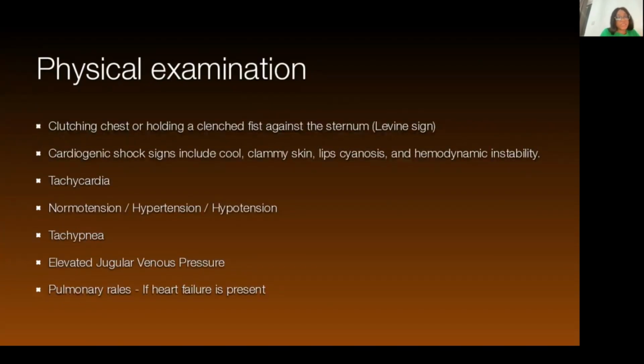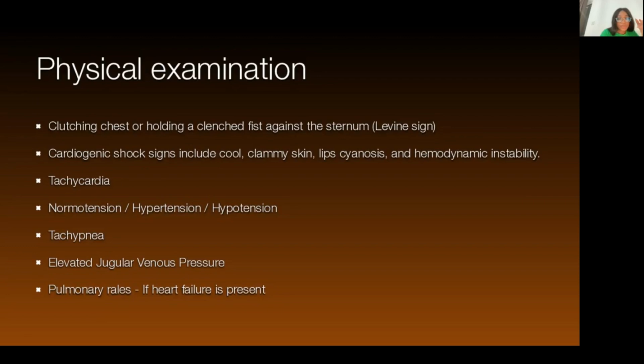So on physical examination, what you're going to see is the patient may have this classic Levine sign where they're clutching their chest. Okay, they have a clenched fist to their sternum. You might see signs of cardiogenic shock, like cool peripheries, clammy skin, cyanotic lips, or hemodynamic instability. I've actually had a patient, all right, who presented, and her major symptom was an episode of a cyanotic lip. She didn't have an intermittent episode of chest pain, okay? At the time of presentation, she wasn't really having any chest discomfort, so it was a very atypical presentation. So it's also something to note.